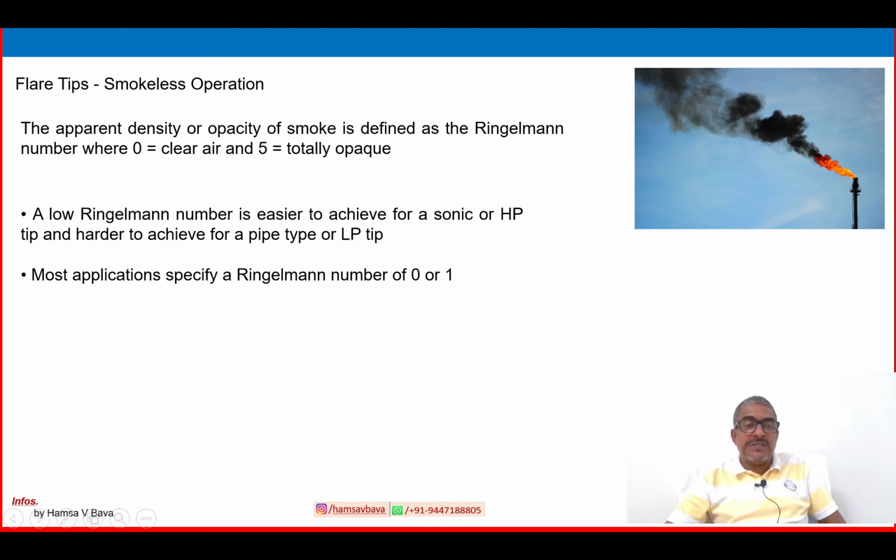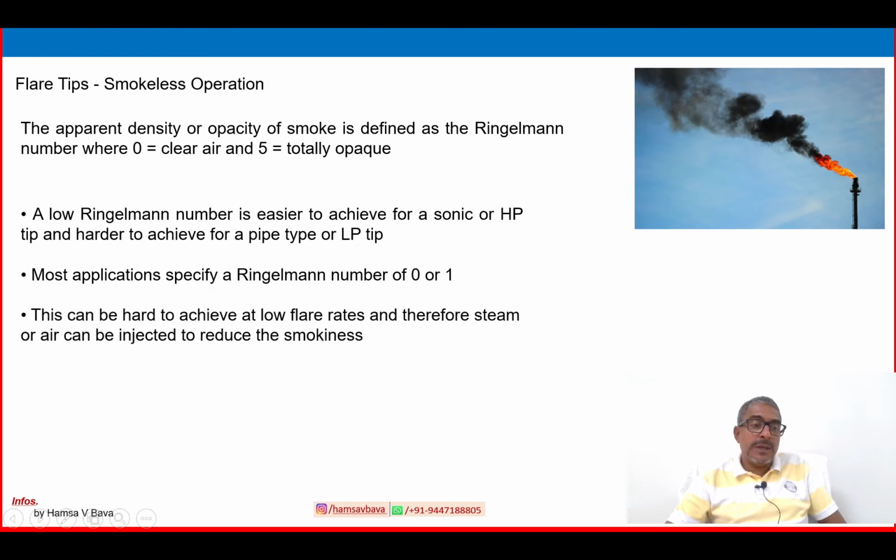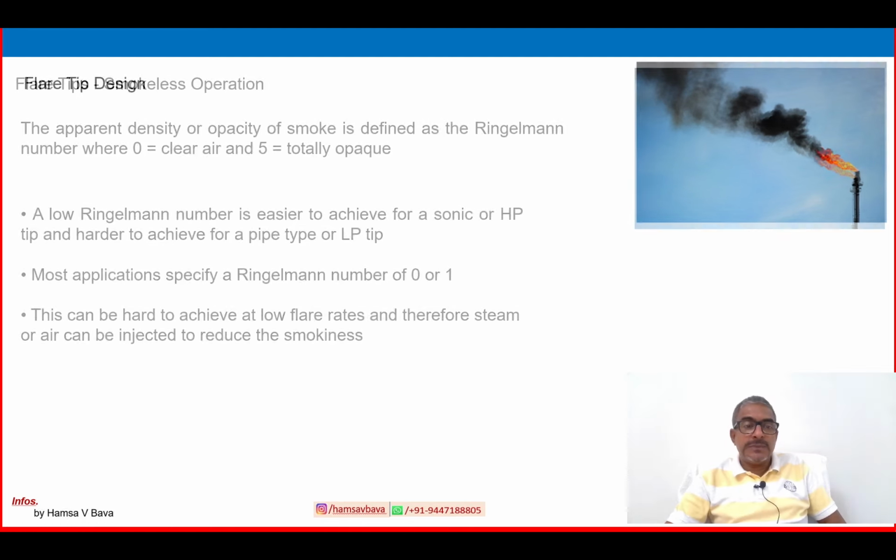Most applications specify a Ringelmann number of 0 to 1, meaning it is almost clear, or complete combustion. This can be hard to achieve at low flare rates, and therefore steam or air can be injected to reduce the smokiness. Sometimes in low flare systems it is difficult to achieve, so we inject compressed air or steam to achieve this target, complete combustion.